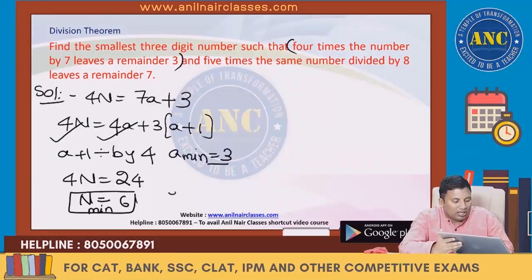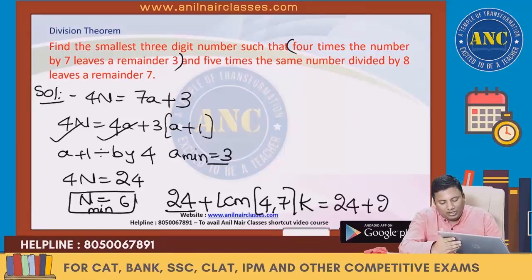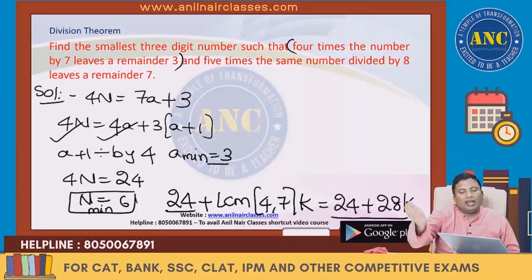So the lowest value that will satisfy both equations is 24. The next value is, the number is divided by 4 and 7: 24 plus LCM of 4 comma 7 times k, which is 24 plus 28k. This is the first equation. Again I am explaining to you.